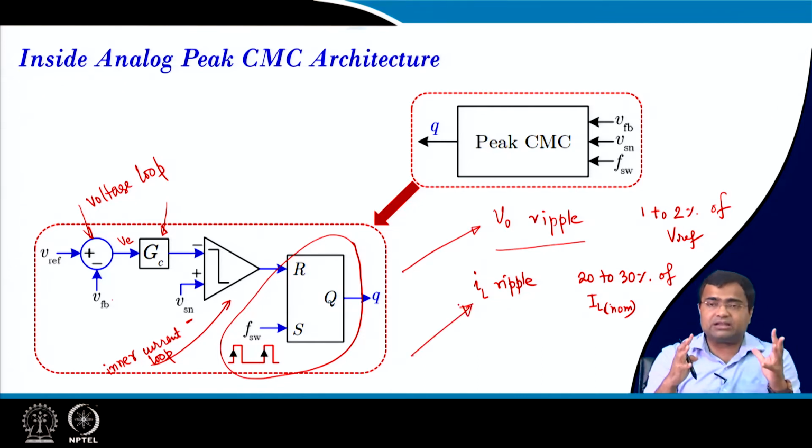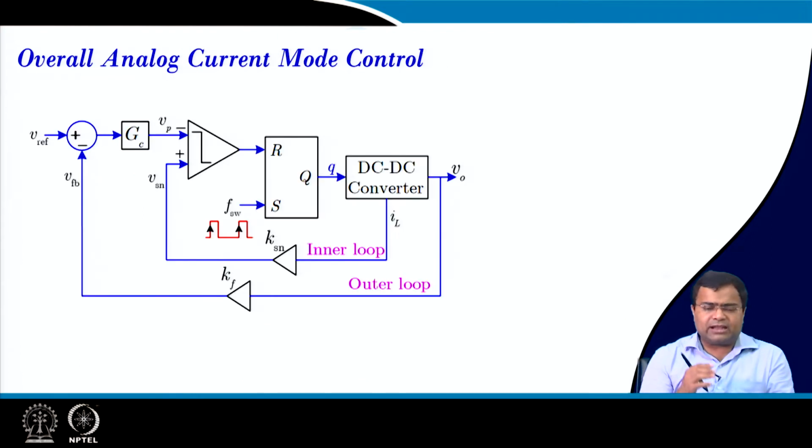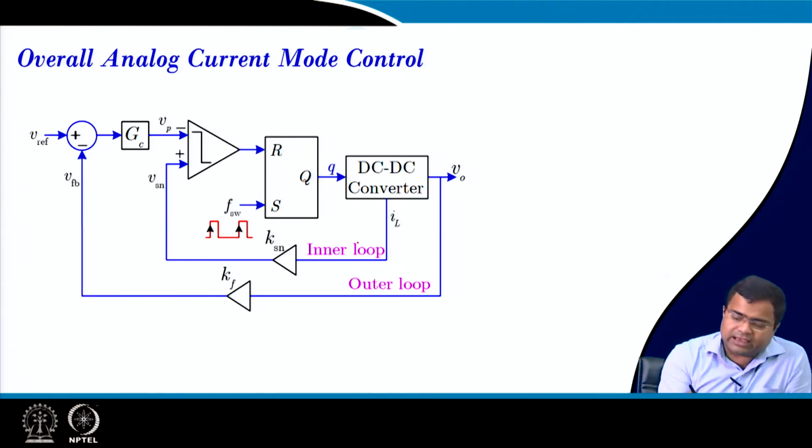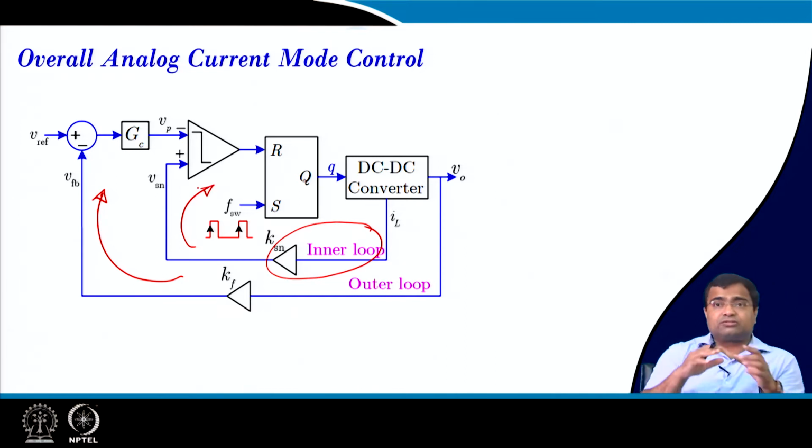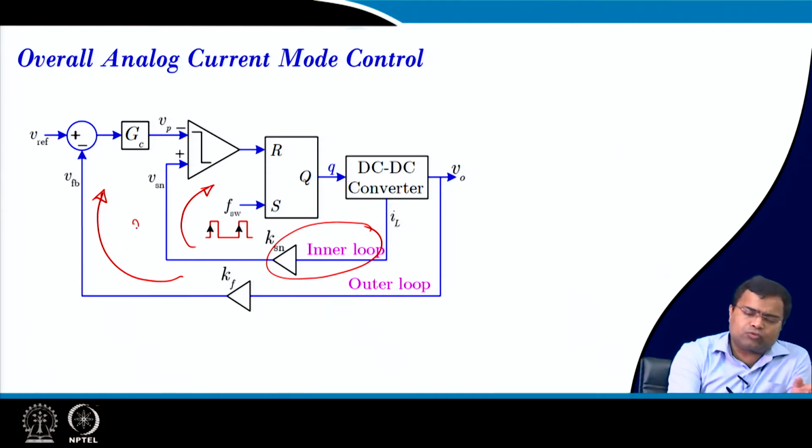So, what is the mechanism for sampling? If you take the overall current mode architecture, this is the inner current loop that we have discussed, and this is the outer voltage loop. That is why it is a good example of two loop control. Sometimes we call it cascade control, or master slave control. The inductor current loop is much faster and has around 20 to 30% ripple, whereas the voltage has just 1 to 2% ripple with respect to Vref.